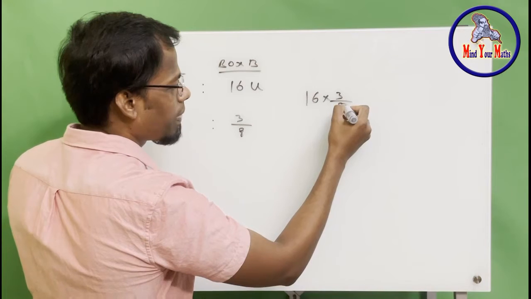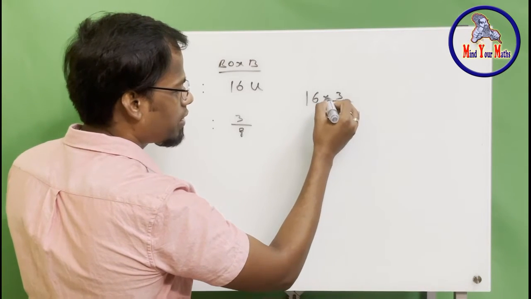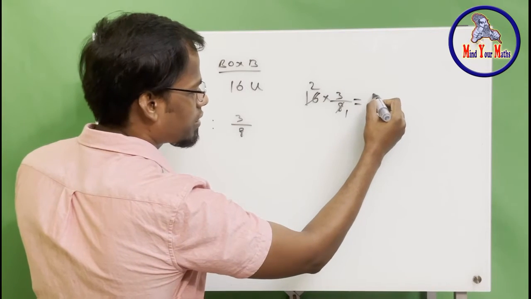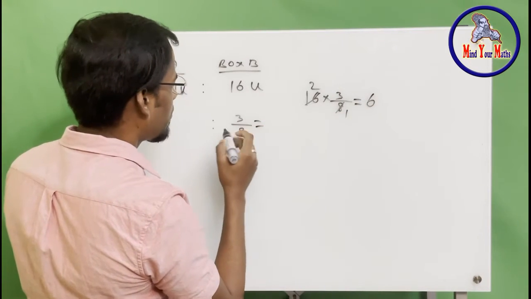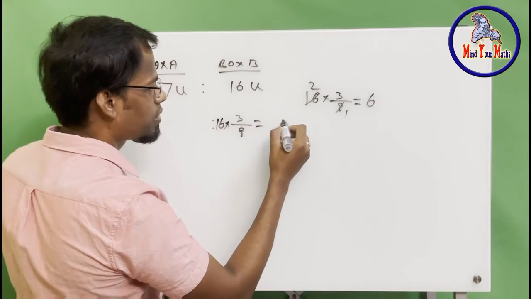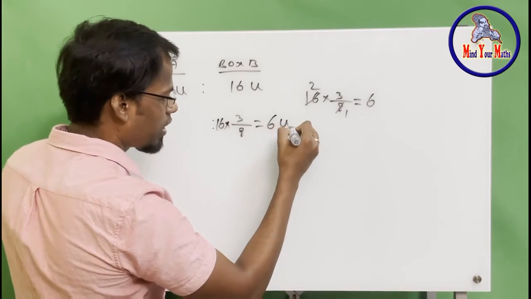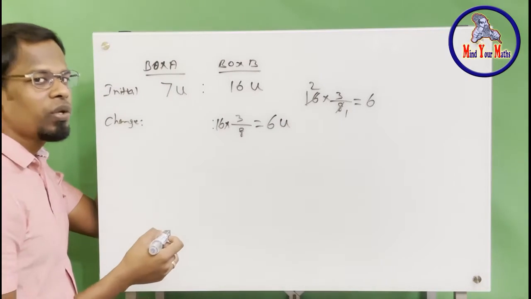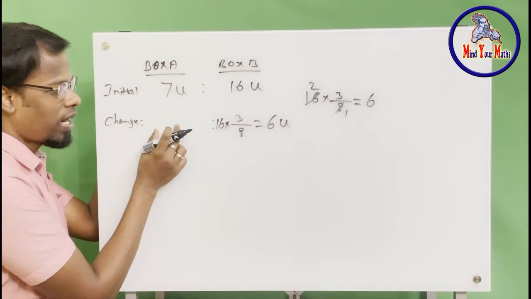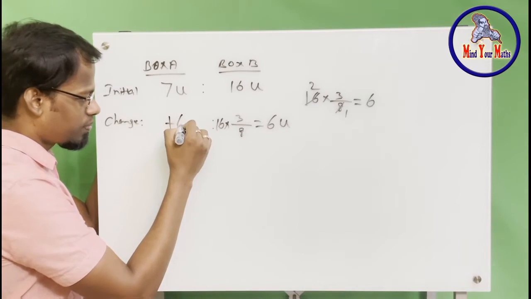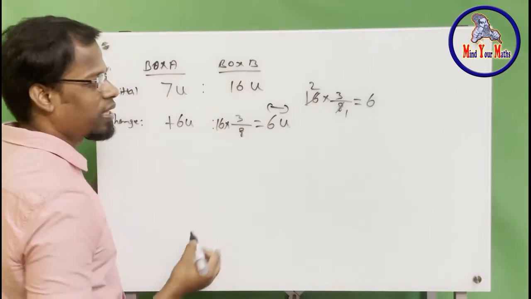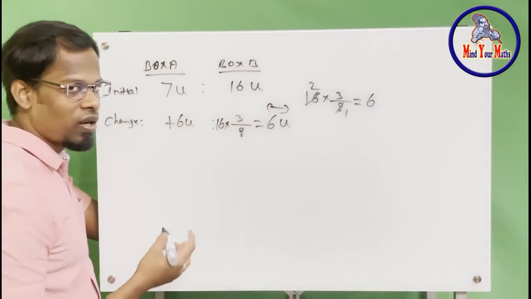Now here you see we can cancel it. 1 times 8 is 8 and 2 times 8 is 16. Now 2 times 3 is 6, so 16 times 3/8 is equal to 6. So this is the actual number of units that was transferred to box A. So this side it was plus 6 units and this side it was minus 6 units. Got it so far?